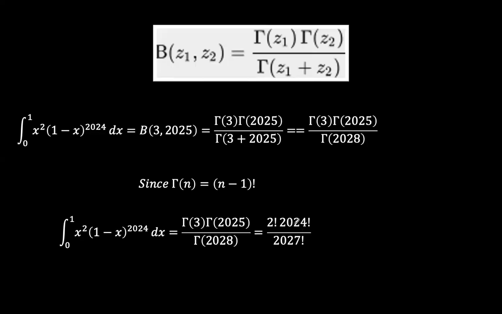So you see that 2024 factorial cancels with the denominator's 2024 factorial. So in other words, the denominator just becomes 2027 times 2026 times 2025. And then 2 factorial is the same as 2. So this is your answer, 2 over 2027 times 2026 times 2025. And this is our answer.